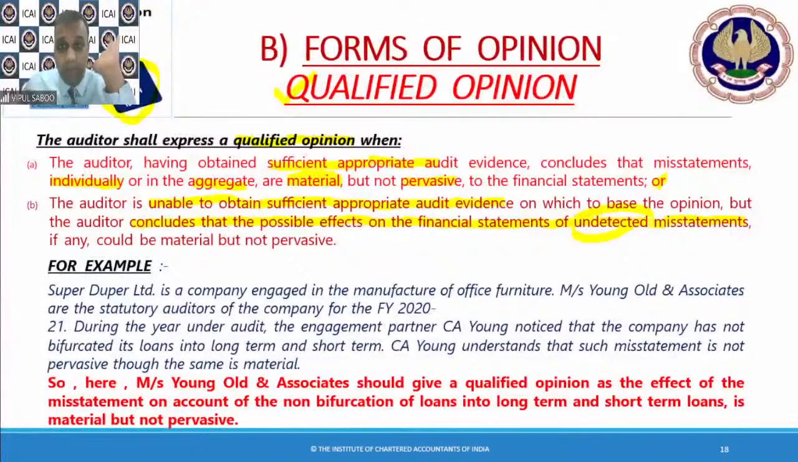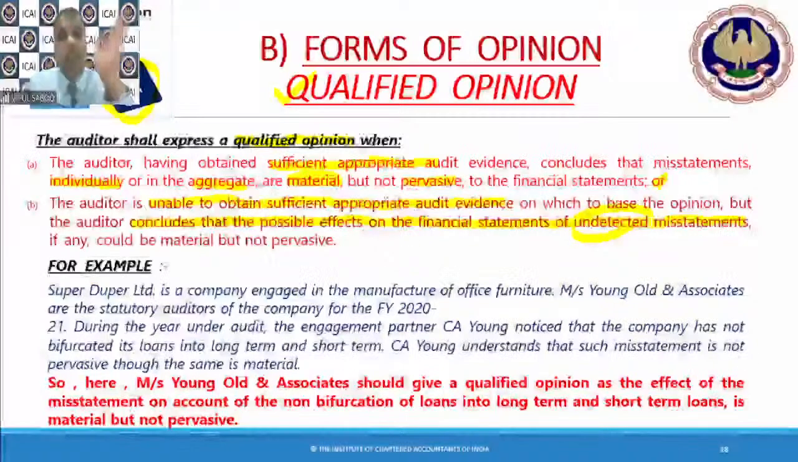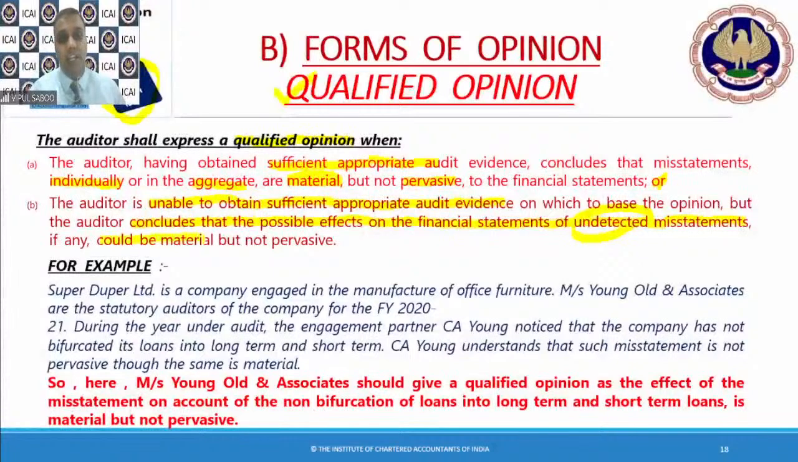I have not been able to obtain sufficient appropriate audit evidence, but I can conclude somehow that the undetected misstatements could be material but not pervasive. In that case, I'll move towards a qualified opinion. If I cannot conclude anything about materiality and pervasiveness, I'll just disclaim my opinion.